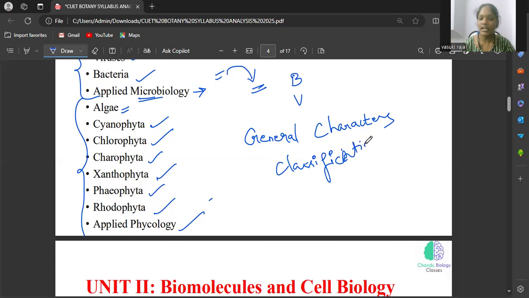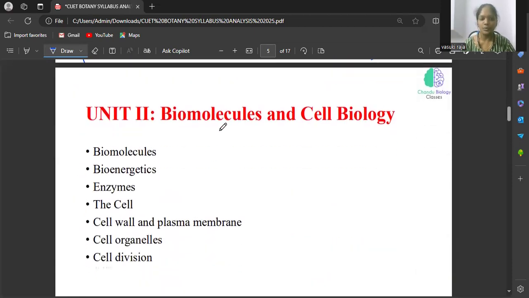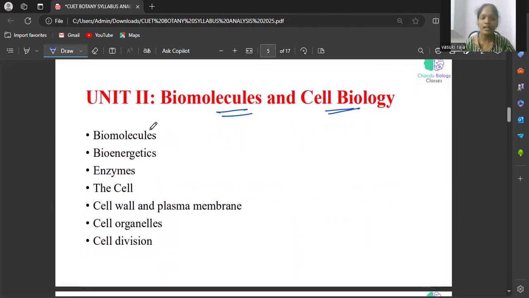When you study about the classification, you have to focus on the examples. Definitely, it is a must. And after finishing the examples, you have to focus on the color of each algae placed under these particular classes. Okay, now Unit 2. This is related to biomolecules and cell biology. Here what we are going to focus on, see, in biomolecules, we have to focus on these three areas. Generally, we can broadly classify it into carbohydrates, proteins, lipids, and nucleic acids.